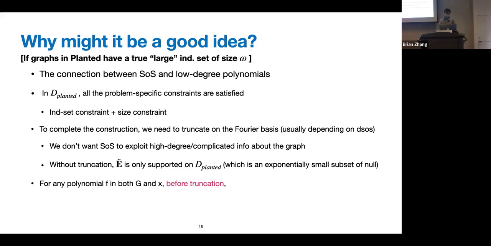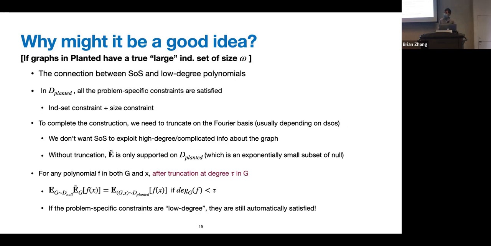But truncation is okay because before truncation, for any polynomial f that is both a polynomial of the graph and x, we know that the expectation is the same because we set the Fourier coefficient to be the same. And this doesn't change if I take the truncation degree to be high enough, as long as the problem-specific constraints are low degree, like degree less than tau, my truncation degree. So all the constraints are still satisfied. Think of f really as the independent set constraint here for intuition.